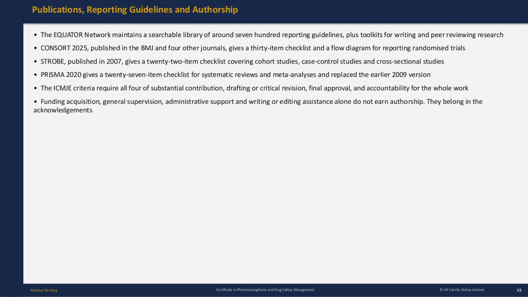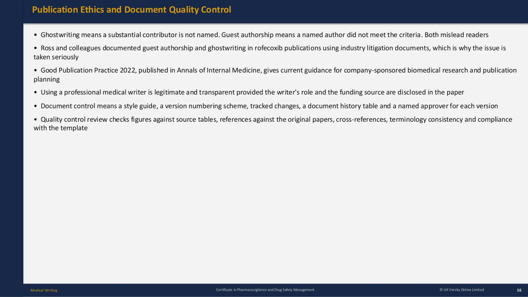randomized trials. STROBE, published in 2007, gives a 22-item checklist covering cohort studies, case control studies, and cross-sectional studies. PRISMA 2020 gives a 27-item checklist for systematic reviews and meta-analyses and replaced the earlier 2009 version. Publication, ethics, and document quality control.